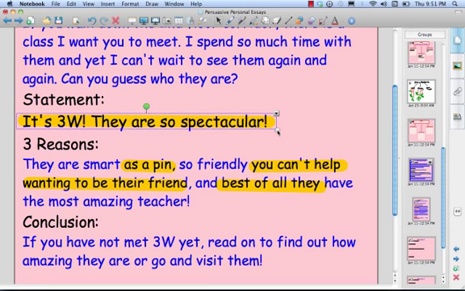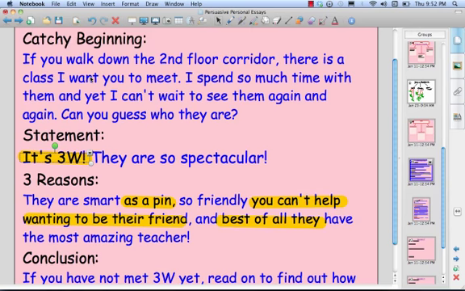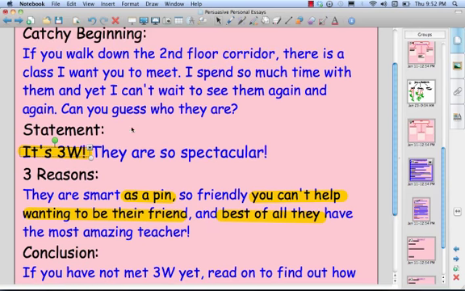Obviously, I've written in the first person as if this was me writing about my class. Now I want you to look here. Instead of just saying it's 3W after my opening statement here, after my beginning, I have added that they are so spectacular. I've made sure that I've added how I feel about 3W. This is something I would like you to make sure that you have done.